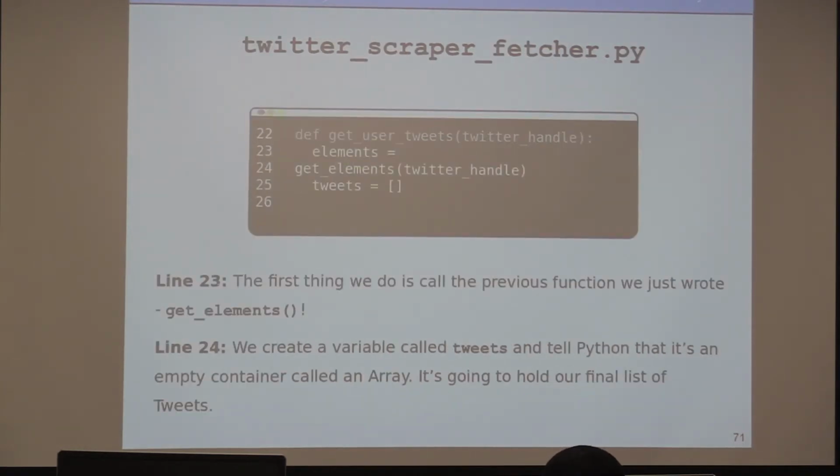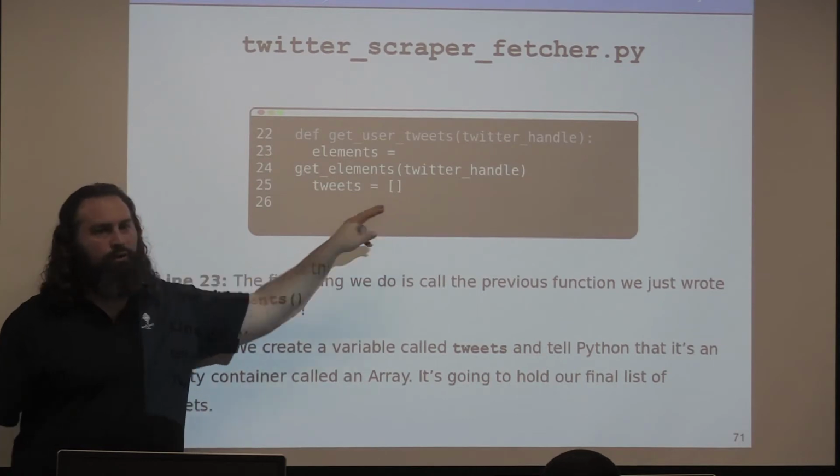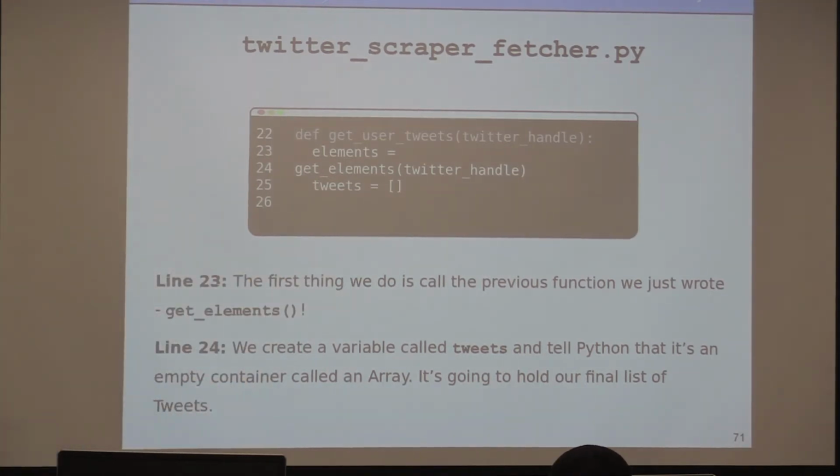Okay, so let's go ahead and do the get user tweets function. So we're going to create elements. We're going to actually use the get elements. And we're going to search for that Twitter handle that we're passing in as a parameter. And then we've got these two square brackets. That means we're going to create an empty list, and we can fill that list later.